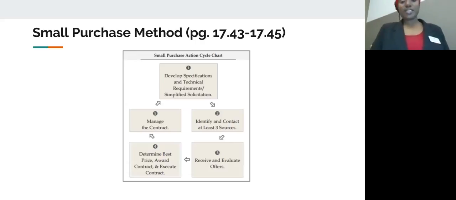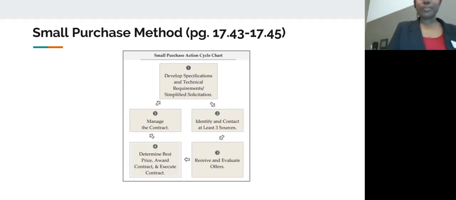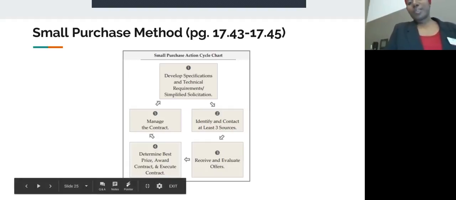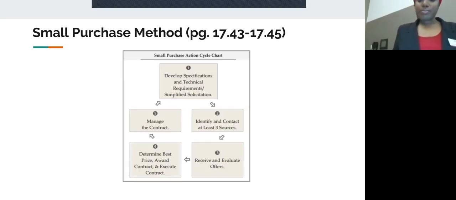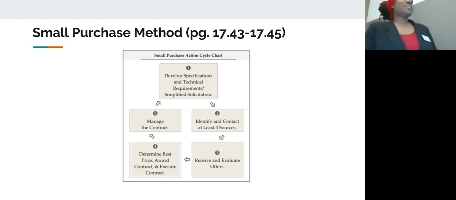just in my opinion, is better for a lot of different scenarios, in a lot of different incidences, because you have more documentation to back up, but also to show that you're having different sources, different prices, and that you're picking the best price, and that you are being responsible with the federal funds that are being provided for you. But it's really similar to that other purchasing chart. I believe this chart was on page 1743. But really, it's receive, evaluate your offers, determine the best price, award your contracts, manage your contracts, and then it starts all over again.